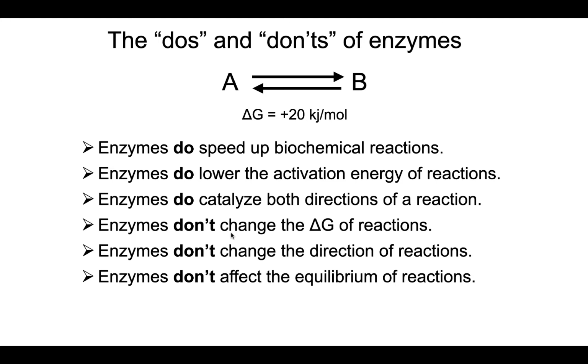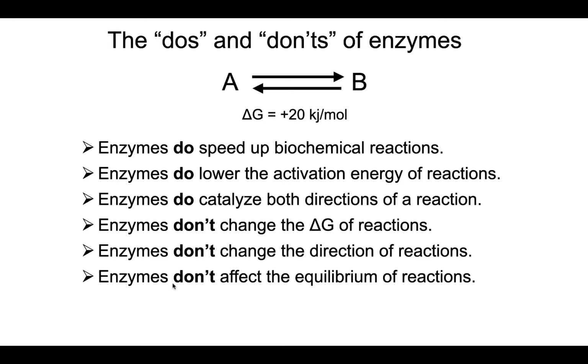Enzymes don't change the delta G of a reaction. So if the delta G of a reaction is positive 20 and you add a whole bunch of enzyme to it, the delta G is going to stay positive 20. Enzymes don't change the direction of the reaction. So at this particular set of conditions, no matter how much enzyme you add to that reaction, it's going to go in the reverse direction from right to left, because of what the delta G is telling us.